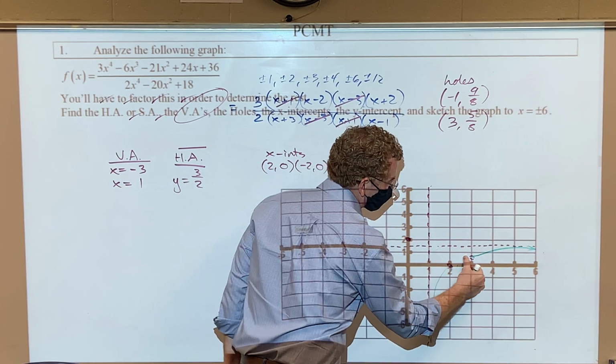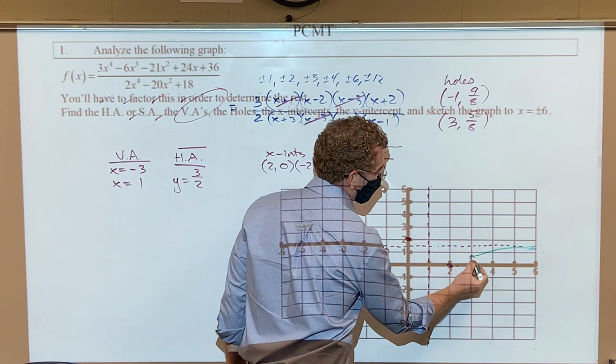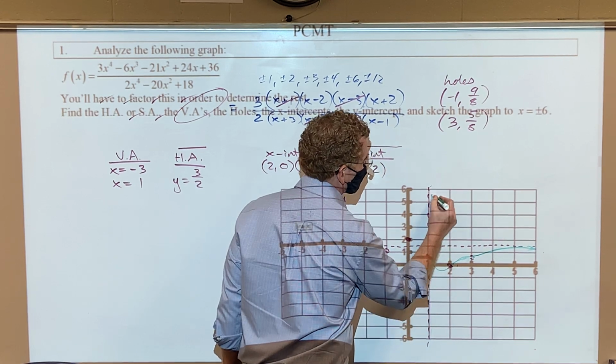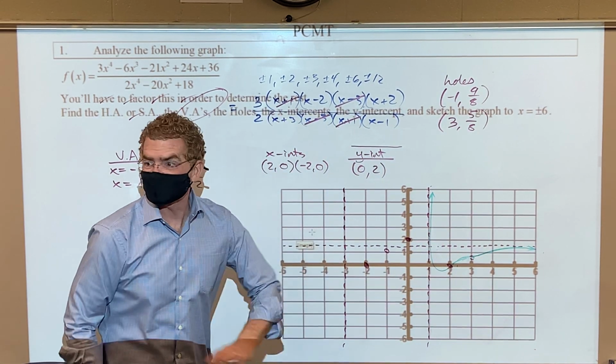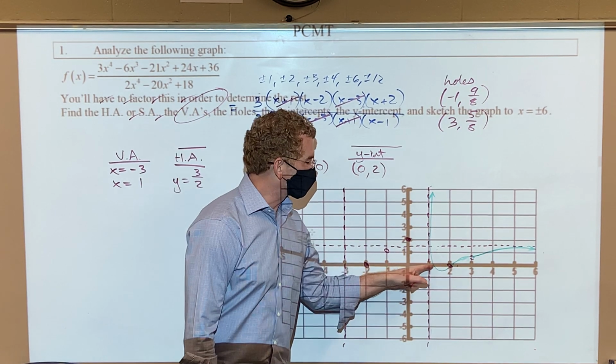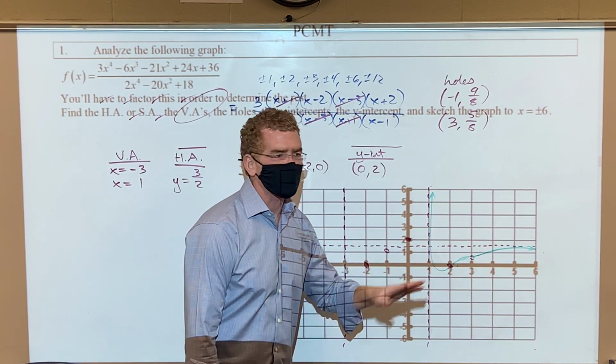Why can't it do this? Why can't it go through this one and then follow it up? I see all of these things on tests. I just gave it another x-intercept, and it doesn't have any.